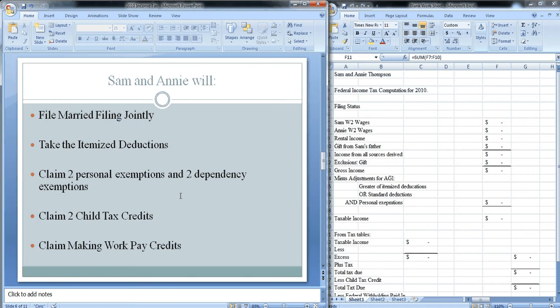And then currently, the child tax credit is $1,000 per child, and Sam and Annie are going to get to claim 2 of them for each of their children. And then they're going to claim the making work pay credit, which was allowed for 2010 and probably will be taken away for 2011. So make sure you follow up on the different credits that you can claim in 2011. The making work pay credit for 2010 was $400 per person. So since they were filing jointly, they get to claim $800.